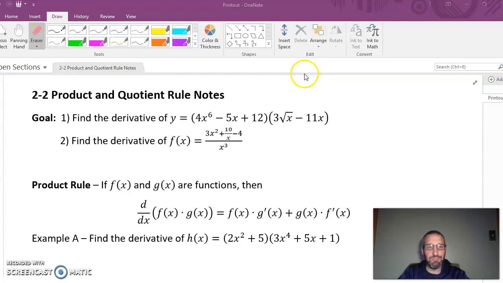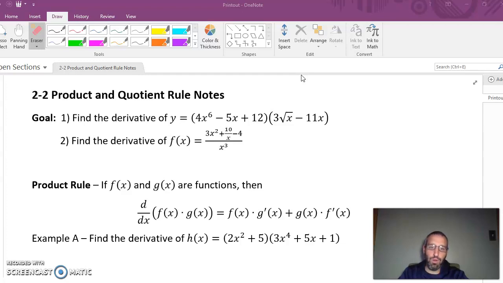All right, let's jump into some 2-2 product and quotient rule notes. Got a two-part goal problem up at the top of the page there. If you need to pause the video, go ahead and take 60 seconds and jot down what you notice, what questions you might have, and then what previous math knowledge might help you if you were going to solve the goal problem for right now.